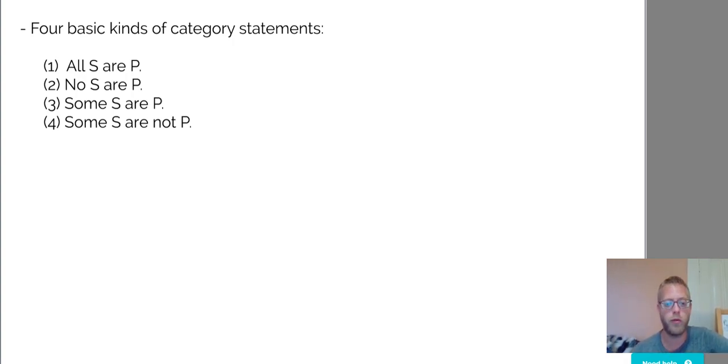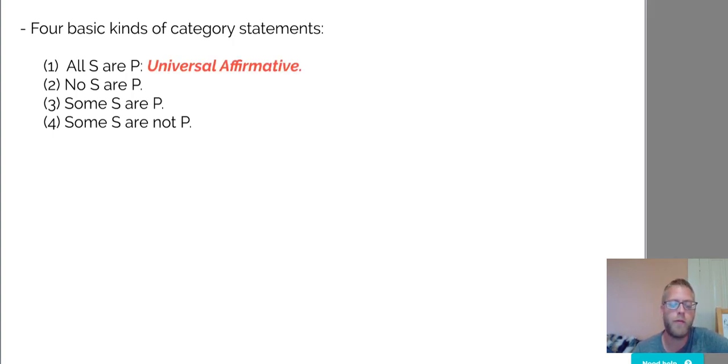And this is going to be really the foundation for doing categorical logic. Okay, so this is all you're going to really ultimately deal with. You can say tricky things like no S are non-P, yeah, but that's really just another way of saying that all S are P, right? So they all are ultimately going to boil down to one of these 4 statements.